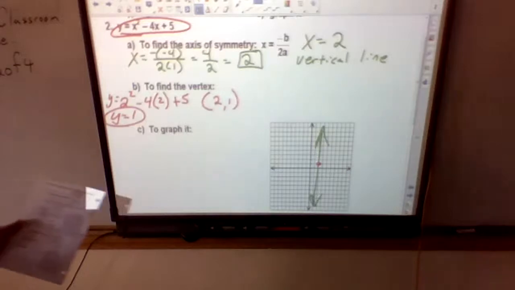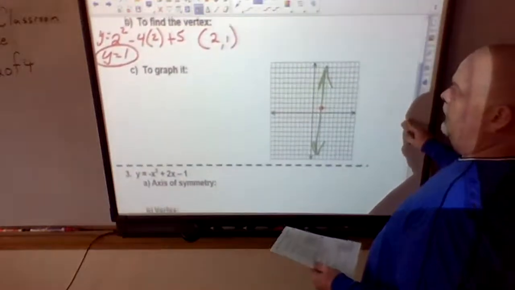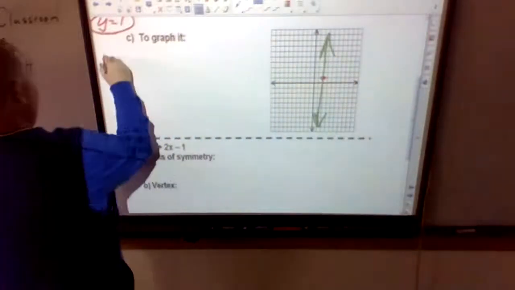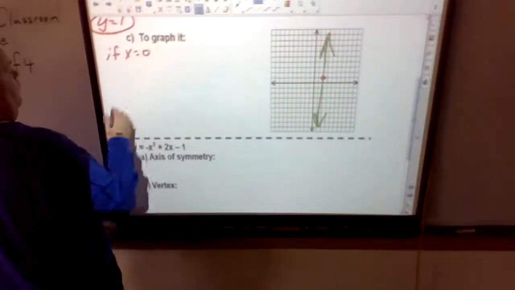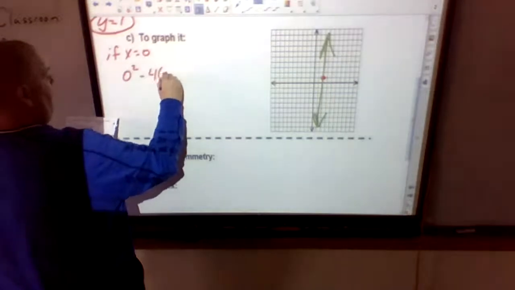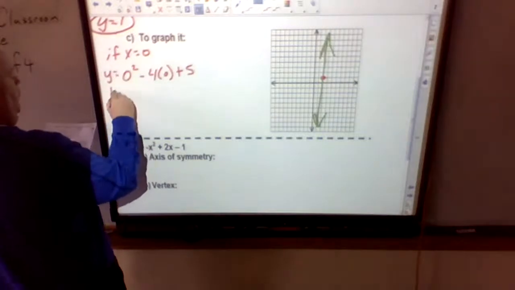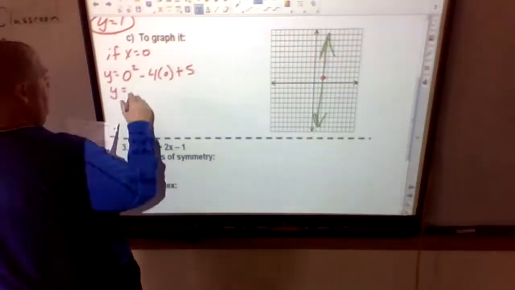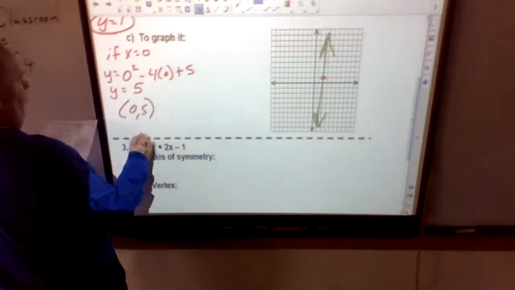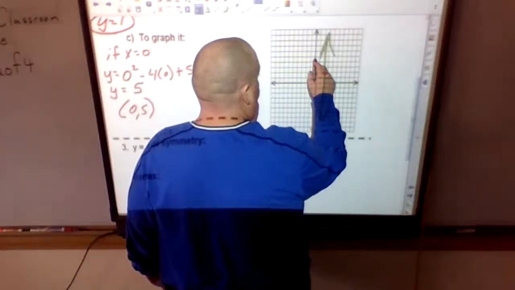So let's get a couple of points. How are we going to get a couple of points? We're going to use our function still. Let's just say x equals 0. So we're going to have 0 squared minus 4 times 0 plus 5, and so that's y equals. If you put all that in, y is going to equal 5. So here's our point, 0, 5. Let's go graph that. 0, and then 1, 2, 3, 4, 5.